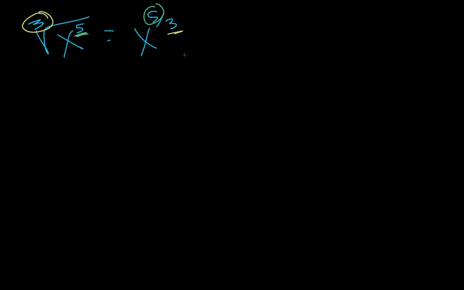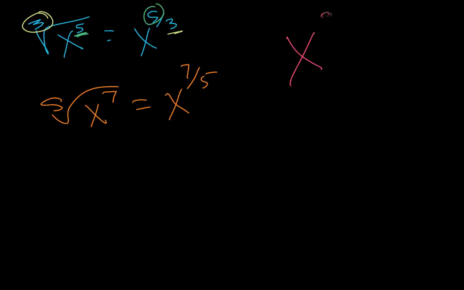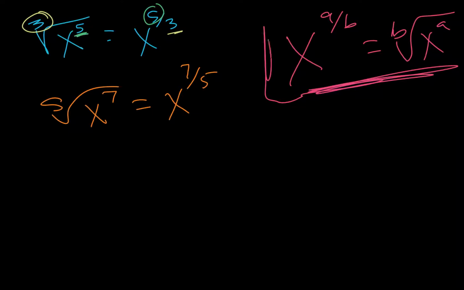So if we're given the fifth root of x to the seventh, we just write x, and then the top of the fraction would be 7, and the bottom would be 5. There's really not much more to say about that, so we'll keep moving on. Well, I guess we can look at this relationship we could use: the b root of x to the a. That's the general form of that idea.